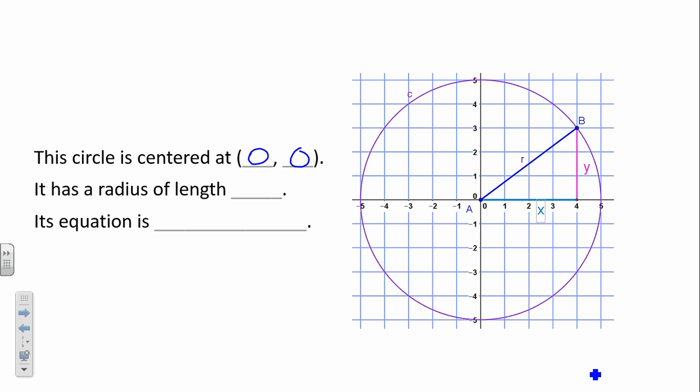Yeah, because from 0 to this point, we can count horizontally, but not diagonally, right? So 5 this way, 5 this way, 5 this way, 5 this way. Draw your circle around there. Your radius is 5.